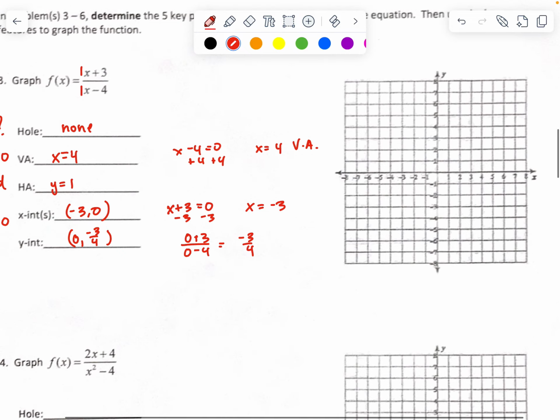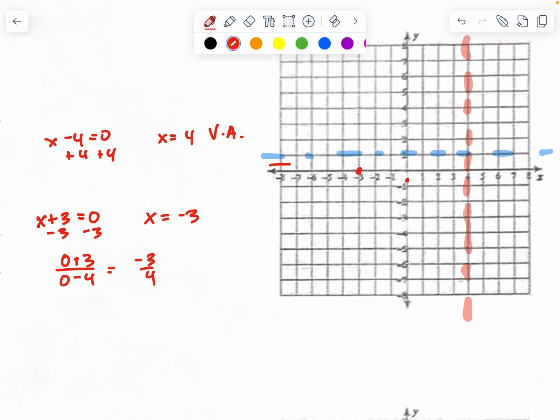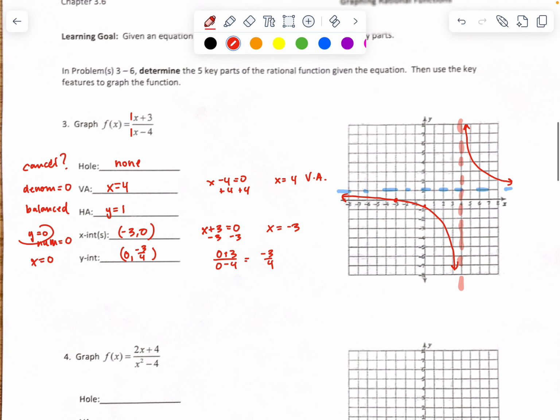And now we could actually plot a lot of this out. We have no hole, a vertical asymptote at 4. We're going to have a horizontal asymptote at 1. And then we are going to have an x-intercept at -3, 0, and a y-intercept at 0, -3/4. And with this, we should have something like this. And we'll have one on the opposite end too. This usually is what happens when you have a balanced equation.